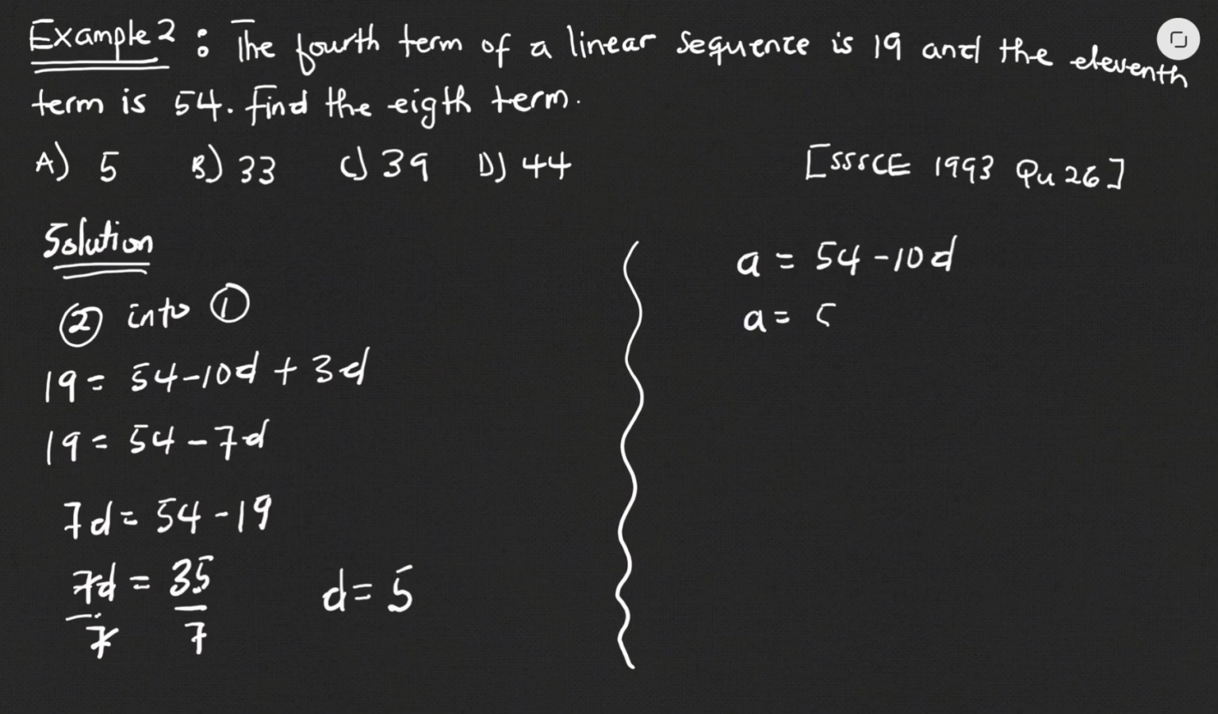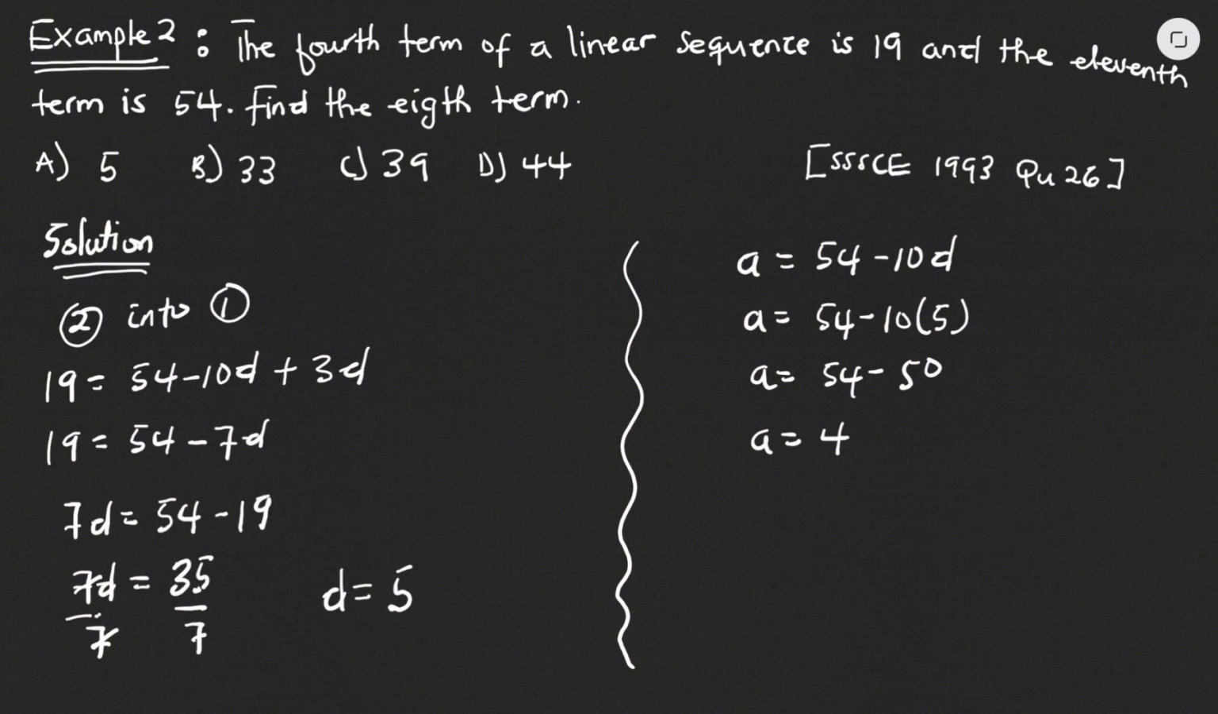So a is equal to 54 minus 10 multiplied by d, which is 5. So I have a is equal to 54 minus 10 multiplied by 5, which will give me 50. Then my a will now be equal to 54 minus 50, and that will give me 4 as my answer. All right, so now I've been able to find the difference, which is 5, and then the first term, which is 4. So it means that the sequence starts at 4, and then it increases by 5. So from 4 we have 9, and then from 9 we have 14, and so on and so forth.